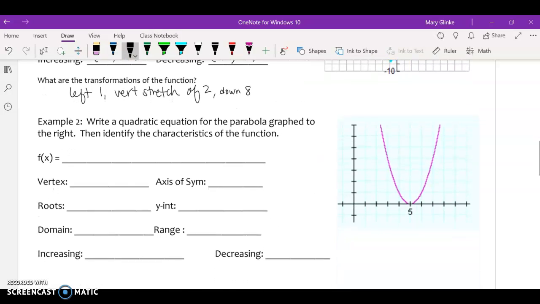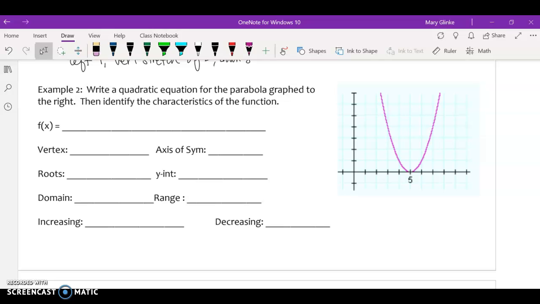Let's try another one. We're now going to work backwards. So we have this graph. We want to write this in our vertex form. So looking at this, our vertex here is at 5, 0. So therefore, when we are plugging this into our vertex form, since it's moved right 5, it's going to be x minus 5. Since our k value is 0, we're going to have just nothing at the end because that's the same as plus 0.